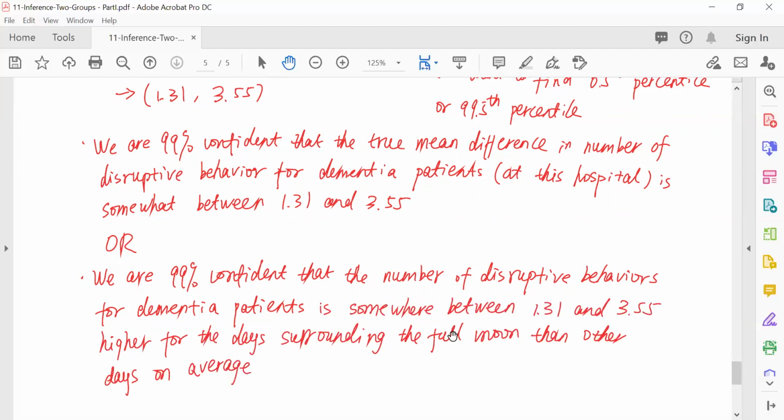These two interpretations are basically the same thing. You're just explaining a little bit more about what the difference is here. Okay, so this is the end of the video.